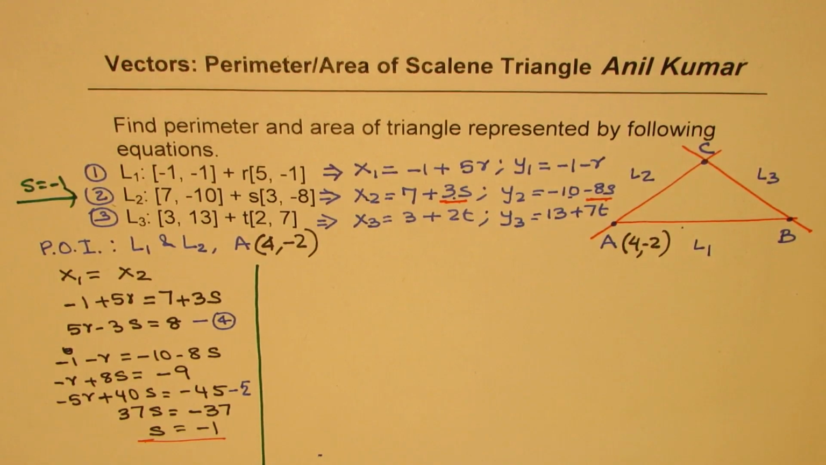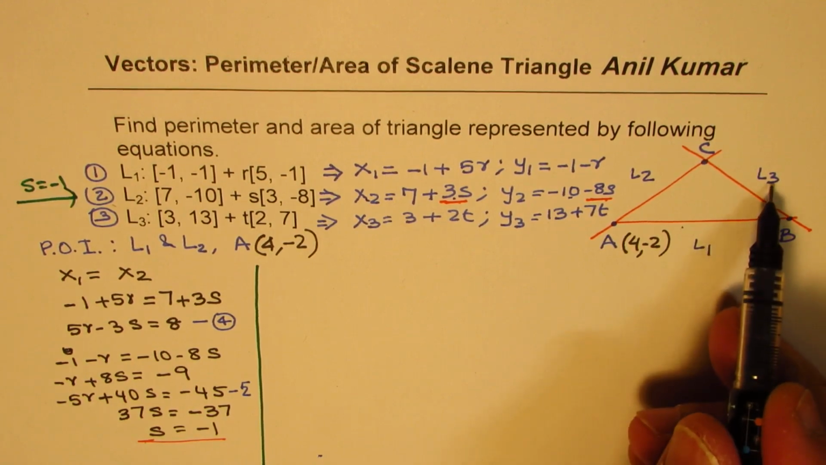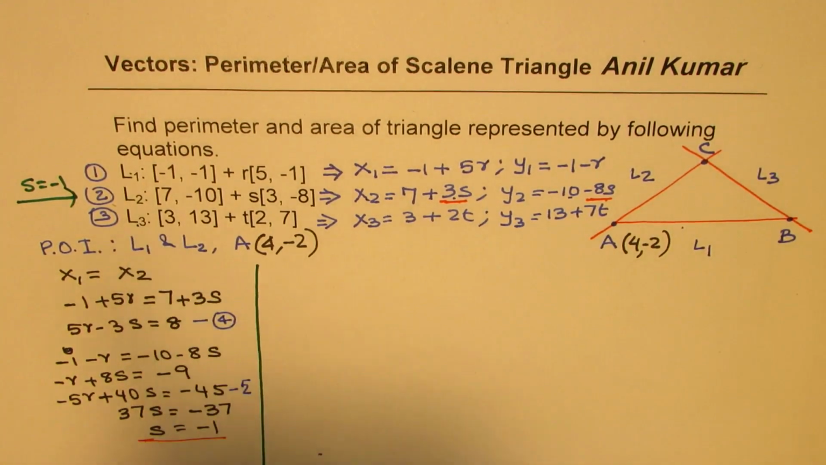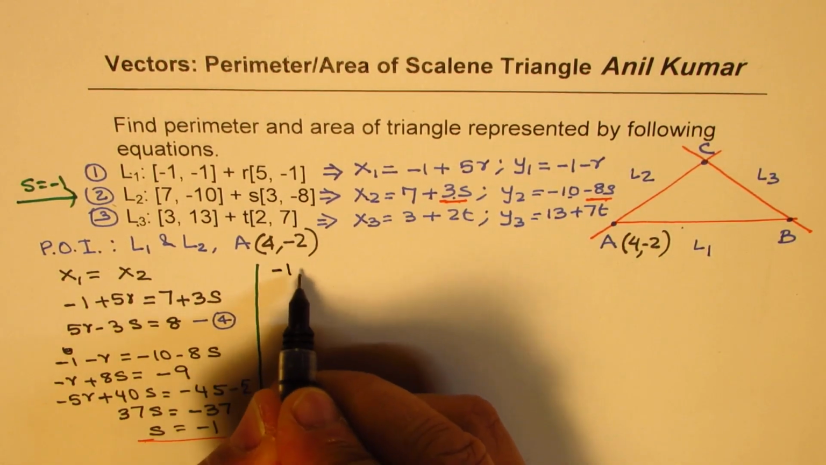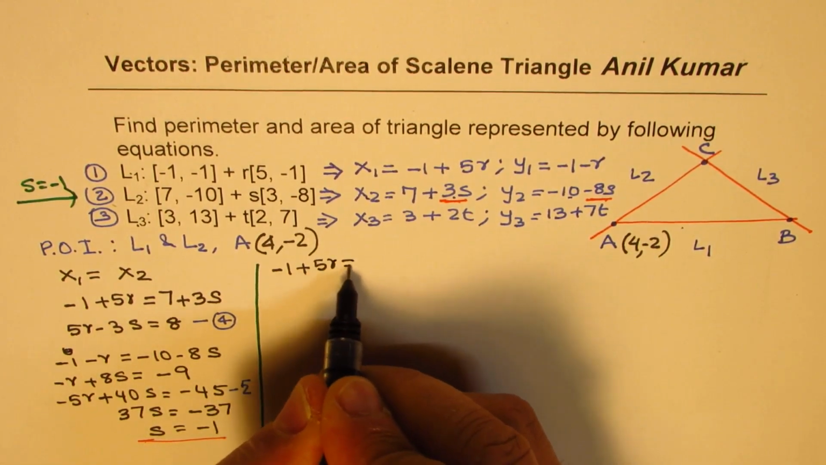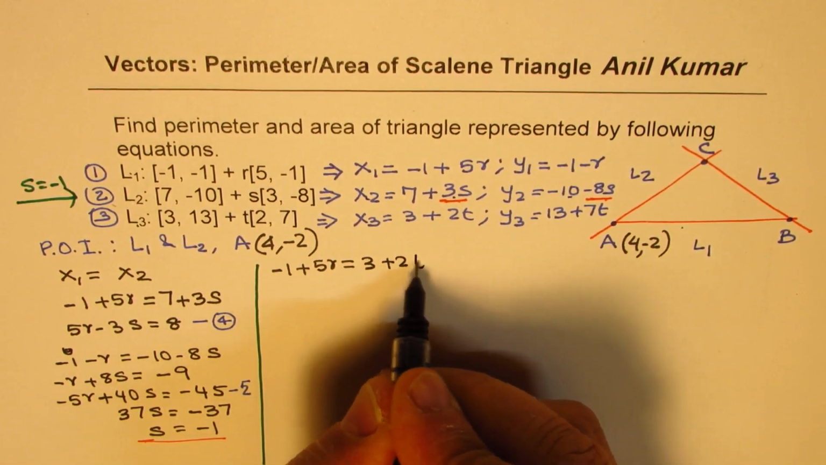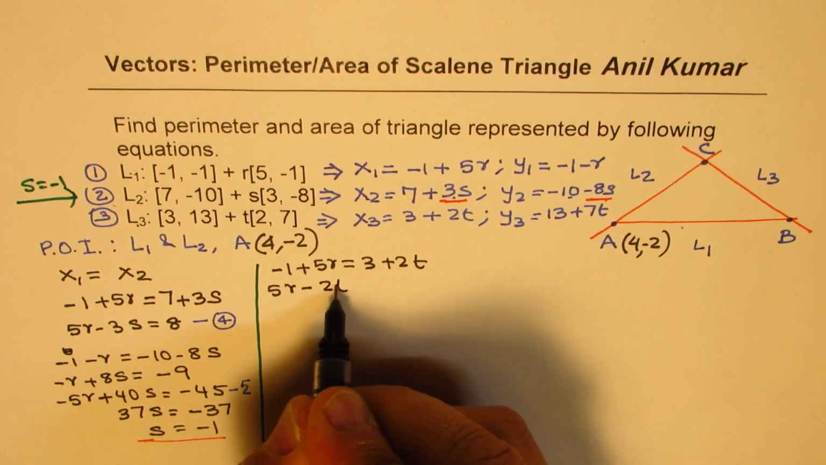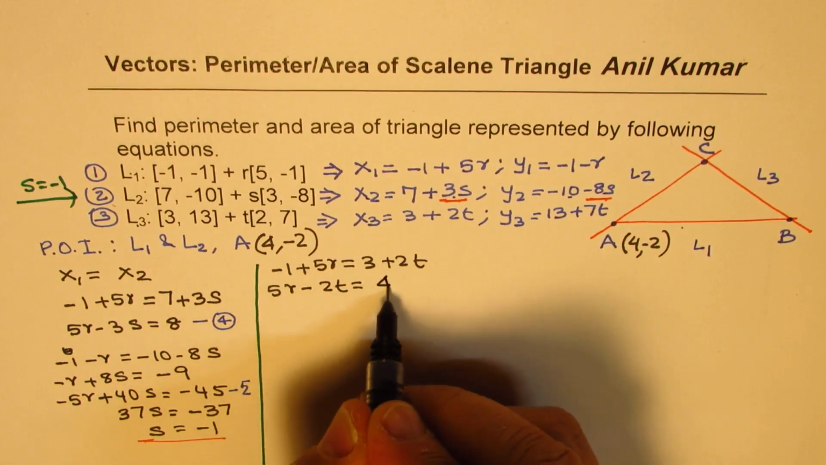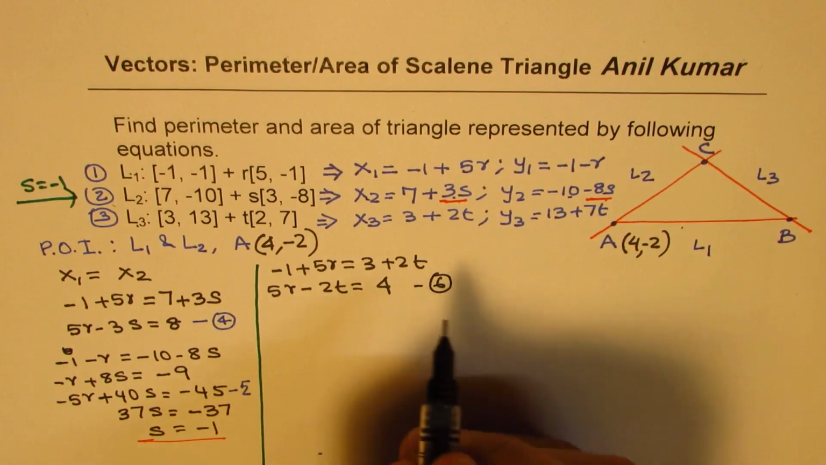Now, let's find the point of intersection B. To find B, we'll look into L1 and L3. So these two equations, right? Now we have -1 plus 5r equals 3 plus 2t. Now bringing them together, we get 5r minus 2t equals, taking this here, 4. So that is one equation. Let's call this our equation number 6.